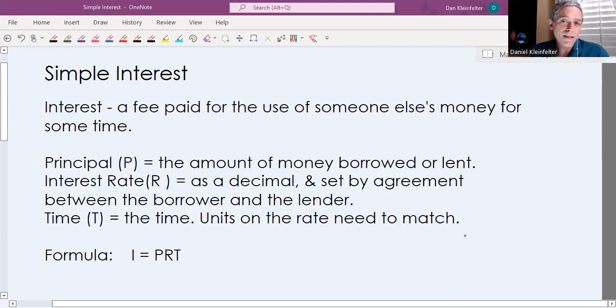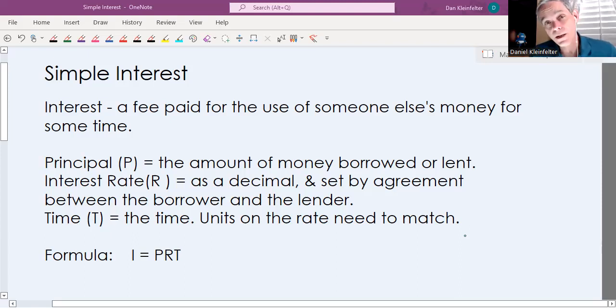So there's different ways that you can calculate interest: simple interest and compound interest. Compound interest we'll deal with another time. This video is about simple interest. Simple interest is called that because its calculation is relatively simple.